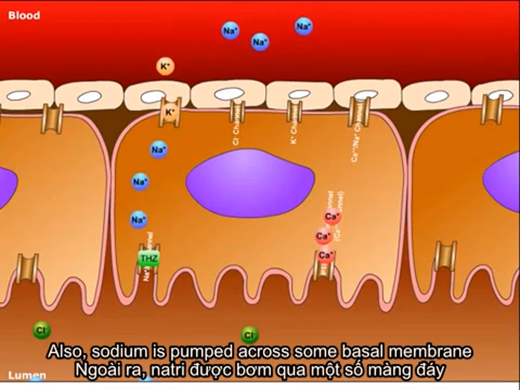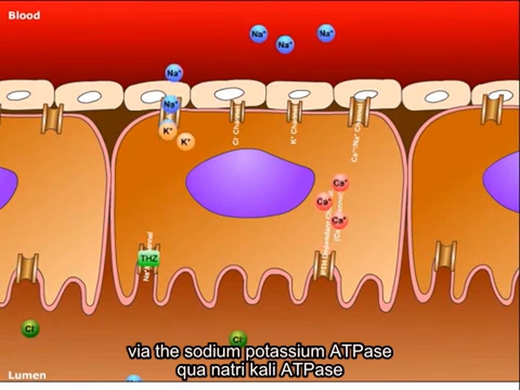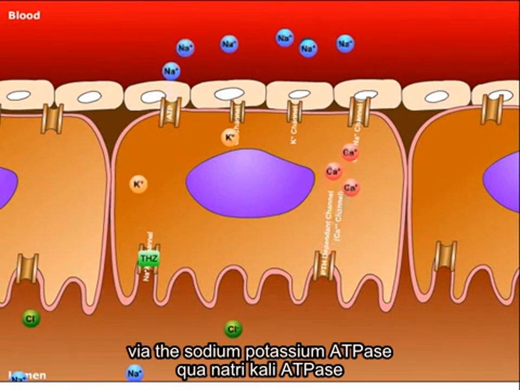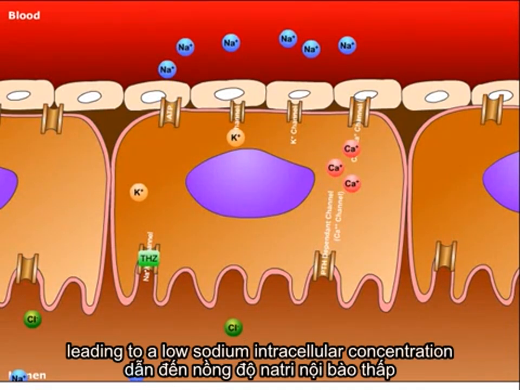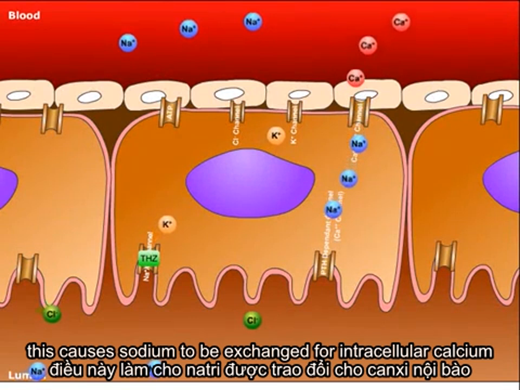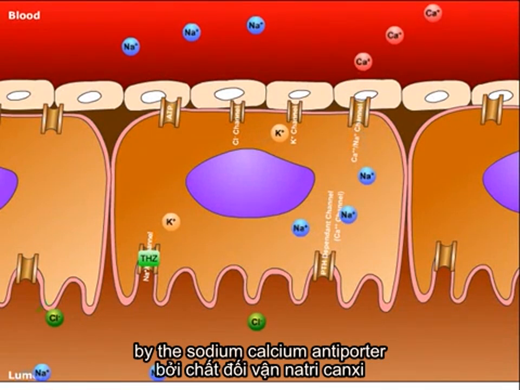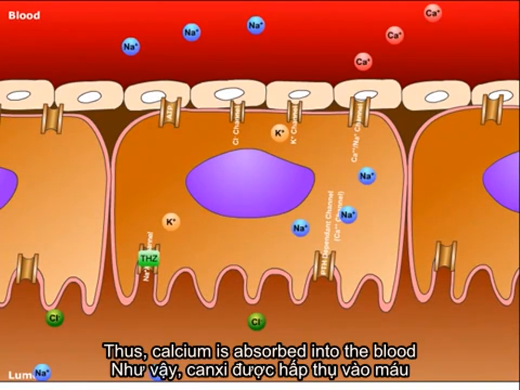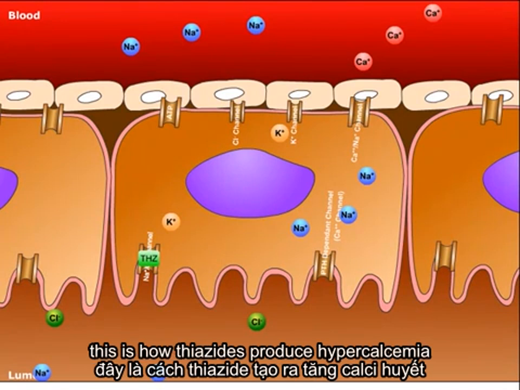Also, sodium is pumped across the basal membrane via the sodium-potassium ATPase, leading to a low sodium intracellular concentration. This causes sodium to be exchanged for intracellular calcium by the sodium-calcium antiporter. Thus, calcium is absorbed into the blood. This is how thiazides produce hypercalcemia.